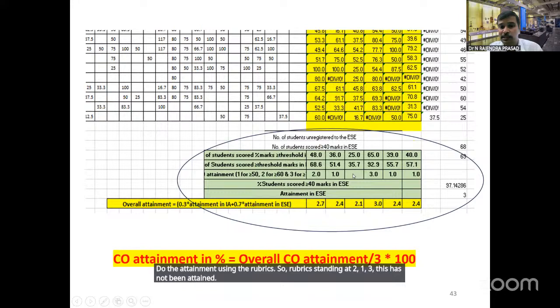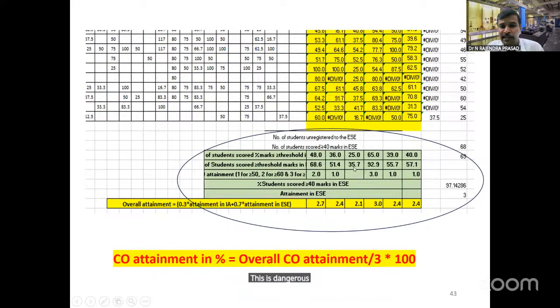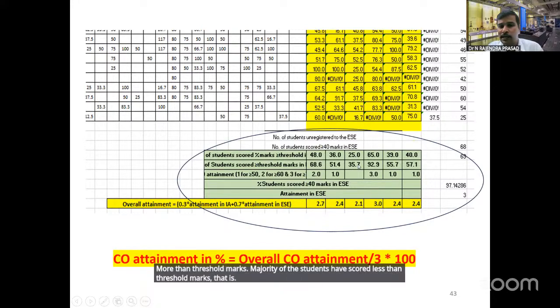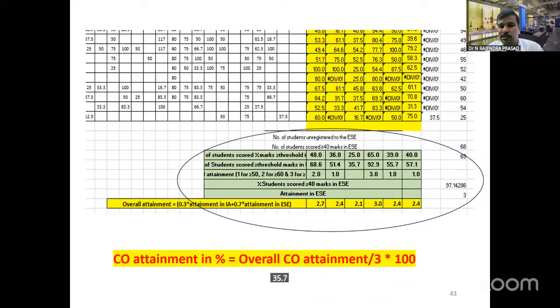This is dangerous. Why? The percentage of students who scored less than threshold marks. Only 25 students have scored more than threshold marks. Majority of the students have scored less than threshold marks. That is, 35.7% of the students scored greater than threshold marks. So this is dangerous. You have to repeat the process. Those students have not attained the course outcomes.